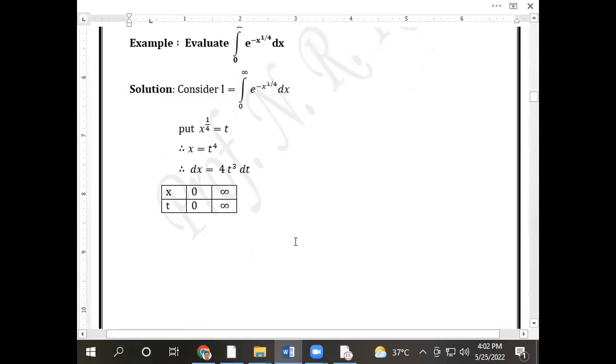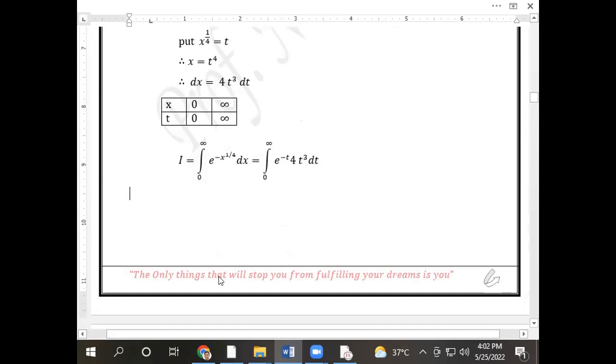Just changing the integration's limit and the entire expression e raised to minus x raised to 1 by 4, we know that the value of x raised to 1 by 4 is equal to t. So we are replacing the value of that. And again, dx is nothing but 4 times t cube dt. Again, 4 is a constant, taken as a constant outside the integration.